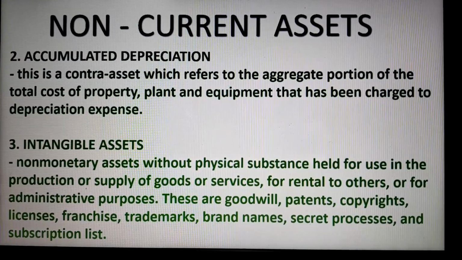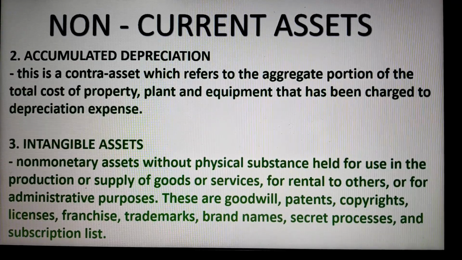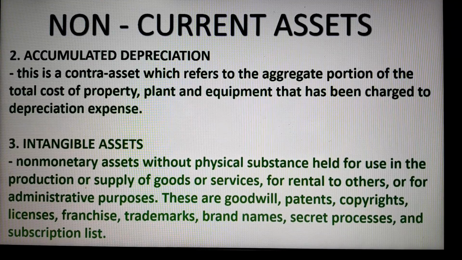Number 2 on the non-current assets is the accumulated depreciation, which is the same as the allowance for doubtful accounts. It is a contra asset which refers to the aggregate portion of the total cost of property, plant, and equipment that has been charged to depreciation expense. It is a contra asset, meaning it is deducted from property, plant, and equipment. Accumulated depreciation is used when you deduct for the lifespan or the amount consumed of a property, plant, and equipment. We will discuss this further when we discuss depreciation of property, plant, and equipment.